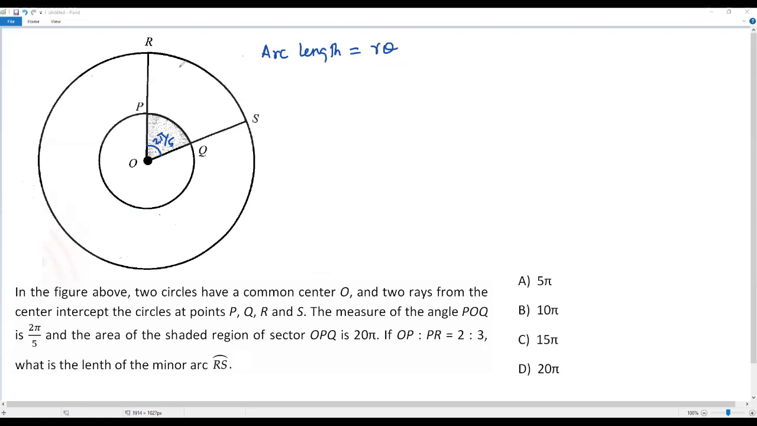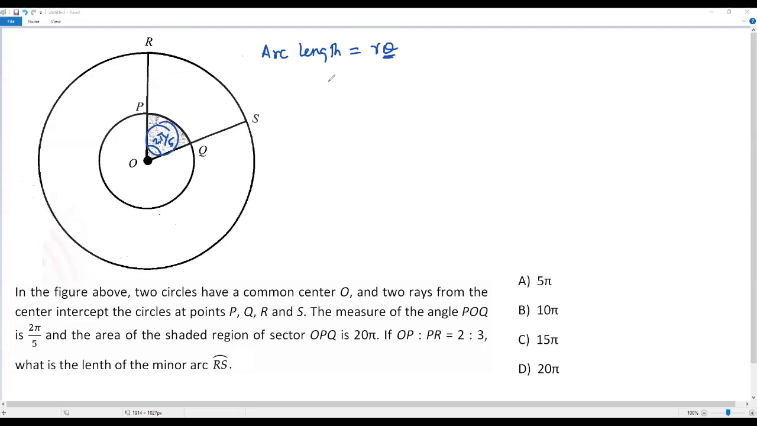Okay, so to get the length of this minor arc RS, I need two quantities. One is the radius of the bigger circle. Because we have this minor arc RS on the bigger circle, we need the radius of the bigger circle. Either OR or OS represents the radius of the bigger circle. So we have to get the radius of the bigger circle and also the central angle of the minor arc RS. Already that is known, that is 2 pi over 5.